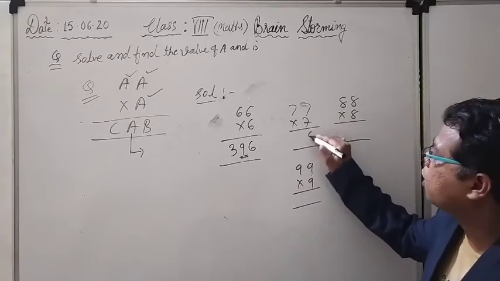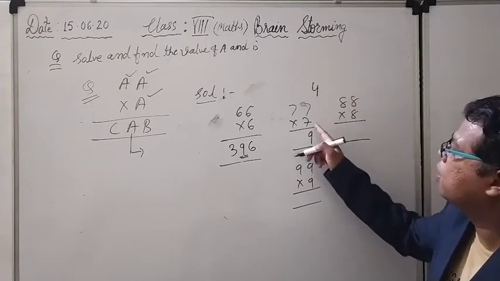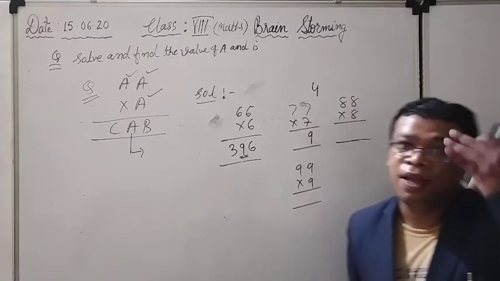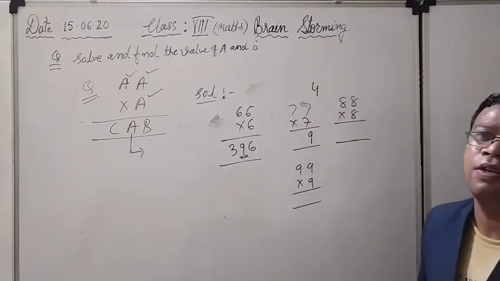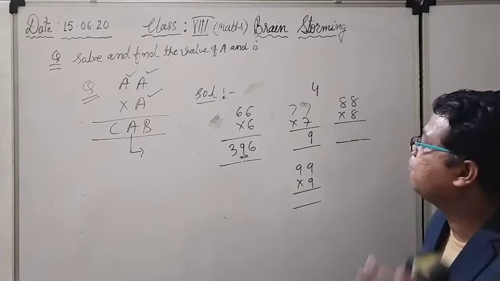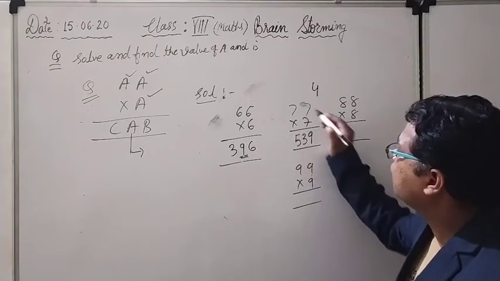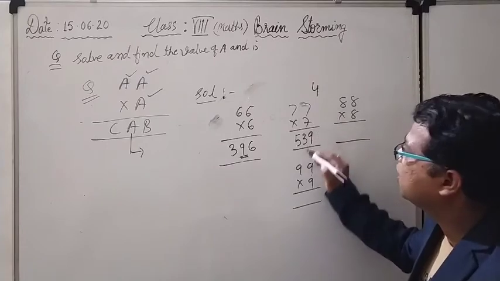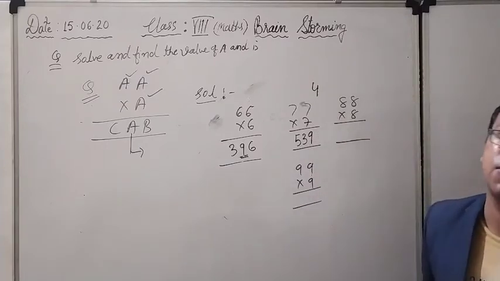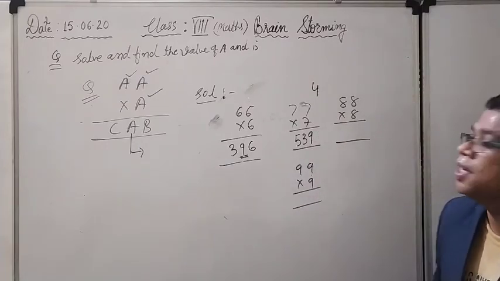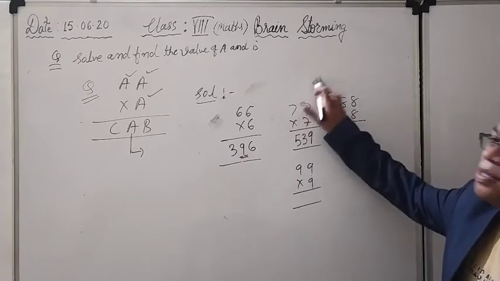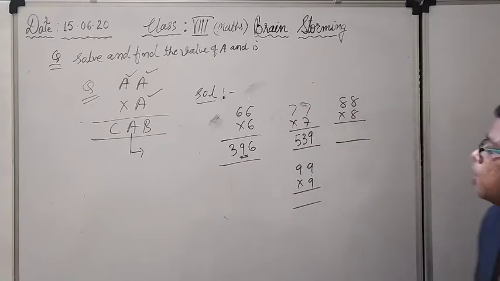7 7s are 49, what is the carry? 4 here. 7 7s again 49, and 49 plus 4, if you add, what will you get? 53. Again check: 777, but the middle digit is 3. The opposite digit we are getting in the middle, meaning that again it is not my solution. Go for the next one, no problem.